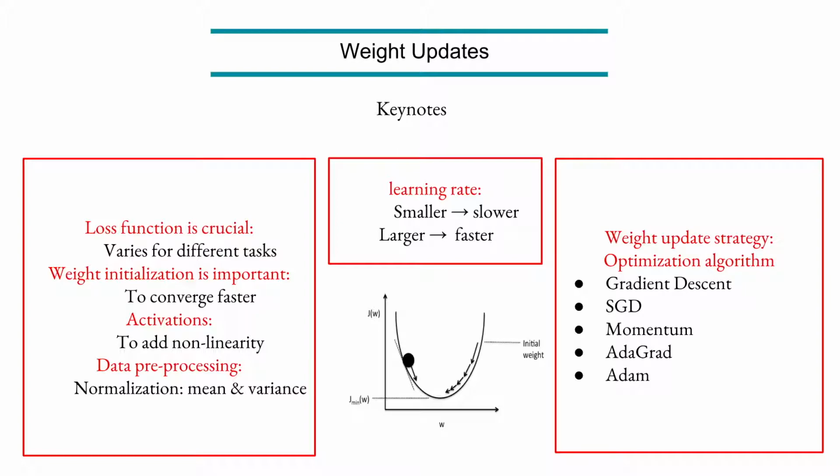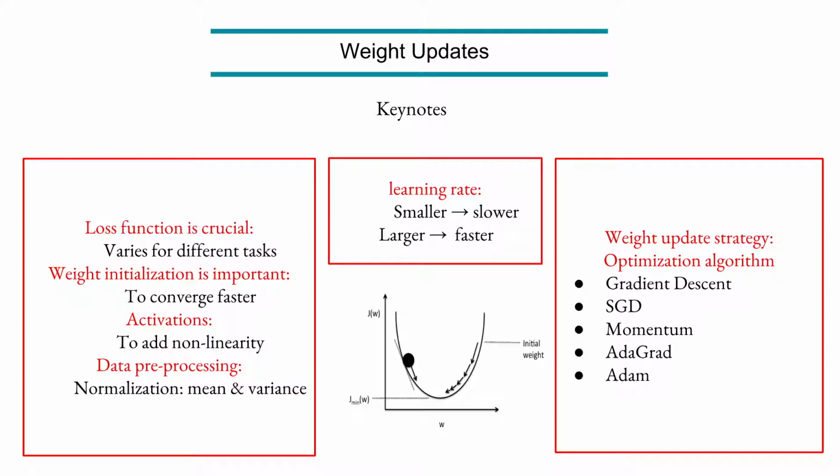To train the model to converge to global minima, the loss function is very crucial. It depends on the task. For example, one loss function is better for a particular task, and another one is better for another task. So there's no global, best loss function. You have to choose the loss function according to your task, or you have to just try some of them.